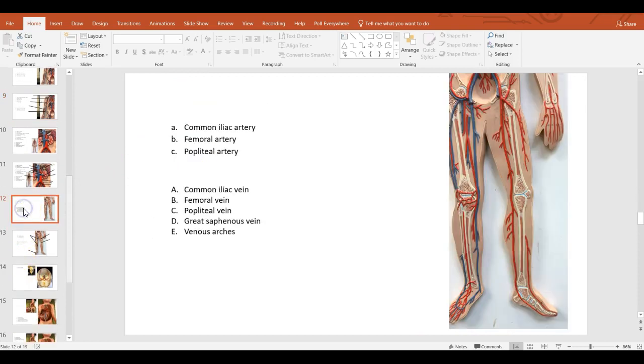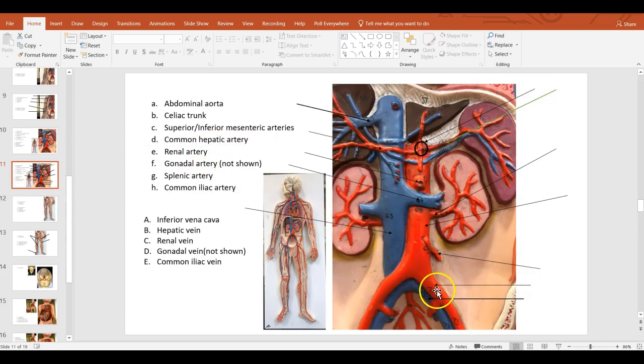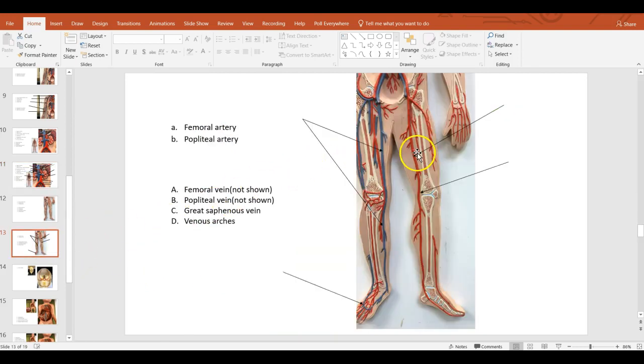And for the leg, same thing. Did I go too far? Oh, I see. Sorry, it's arteries and veins together. You would want to know that it starts with the common iliac, which then becomes the femoral, then the popliteal. So something like that.